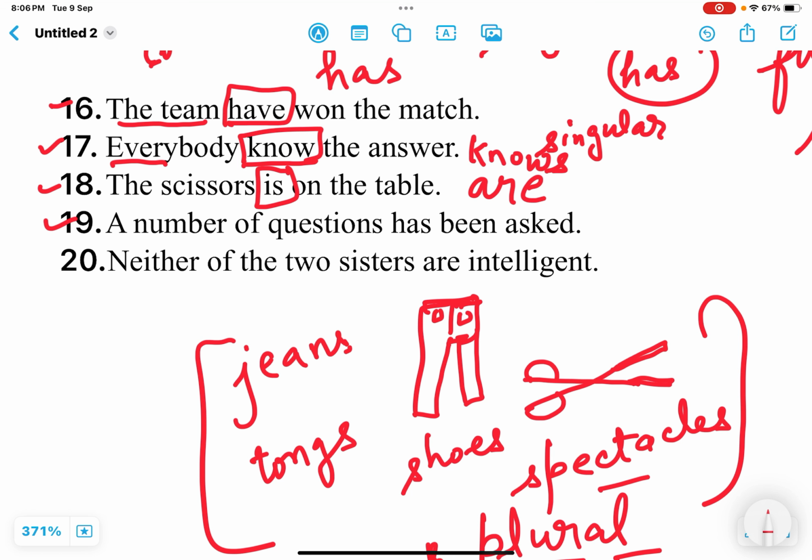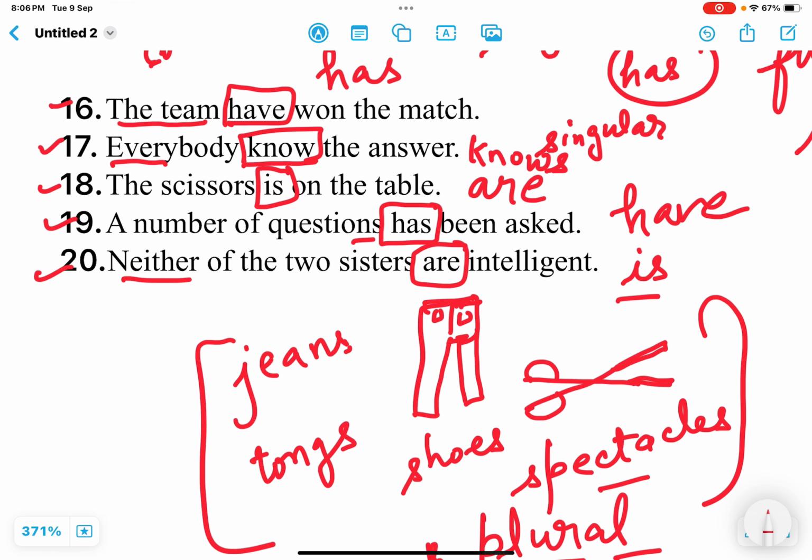Next one is a number of questions. This question we have already done. A number of questions, that means more than one question. So has is the error because this is singular, but we have to use a plural verb. So have is the correction. Next one is neither of the two sisters are intelligent. So are is the error because the sentence is beginning with neither. So singular subject and we are to use a singular verb, that is is.